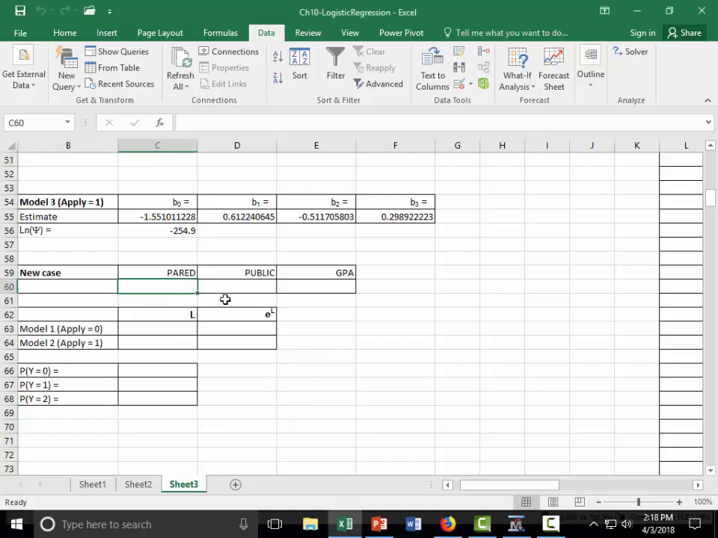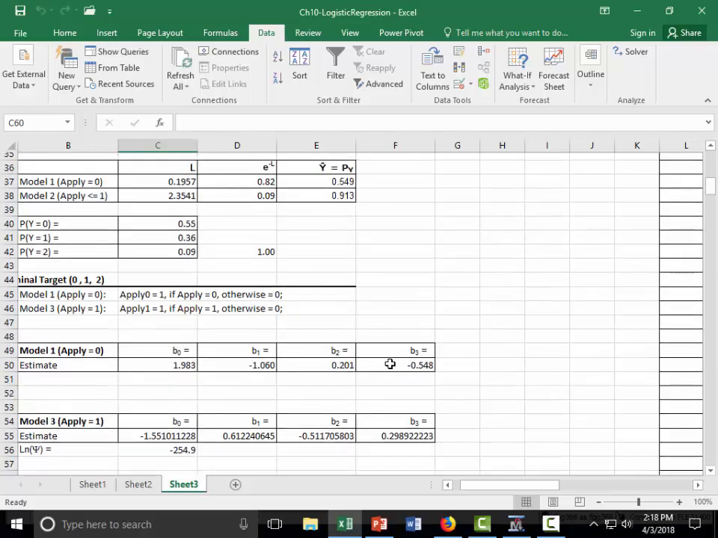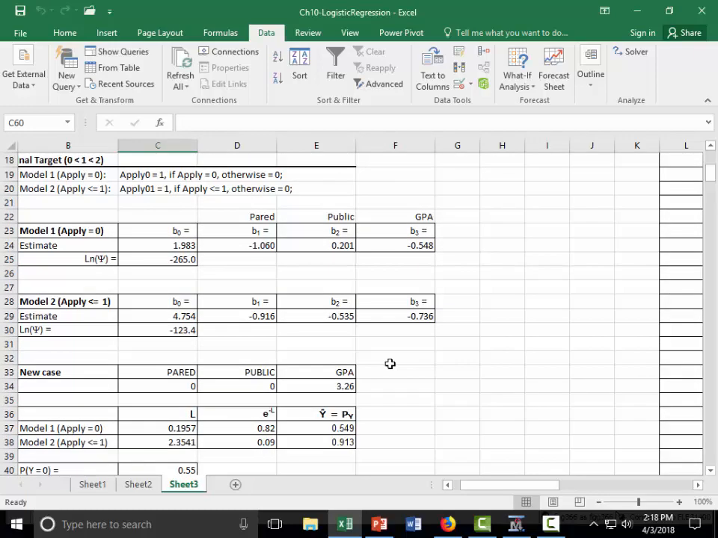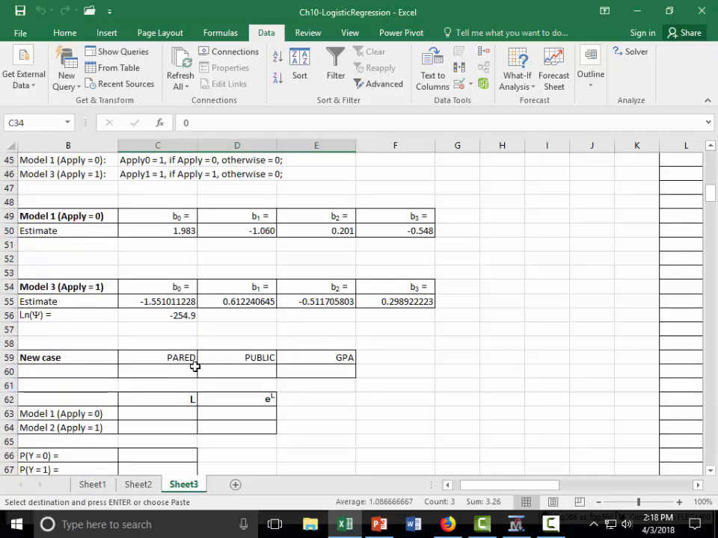Alright, so now let's look at a new case and then see how to compute probability or propensities for each of the values of the target. So let's use the same values from here, 0, 0, 3.26. Alright. Now L is the first one. Oh, let's do it again.